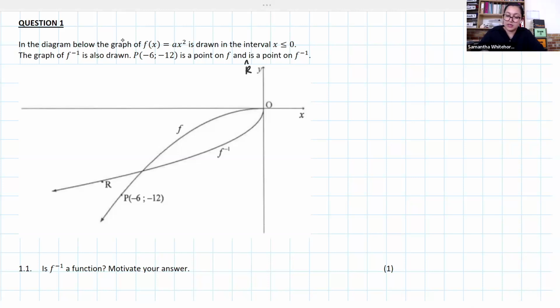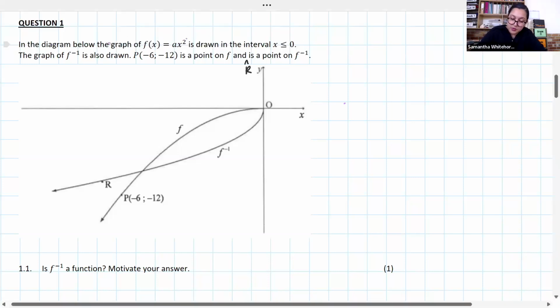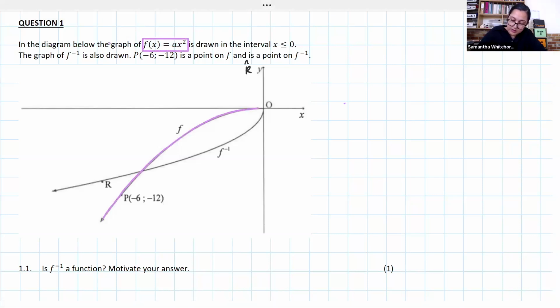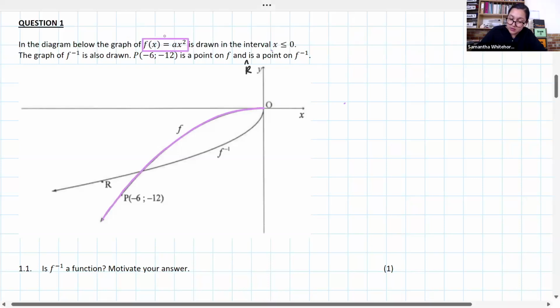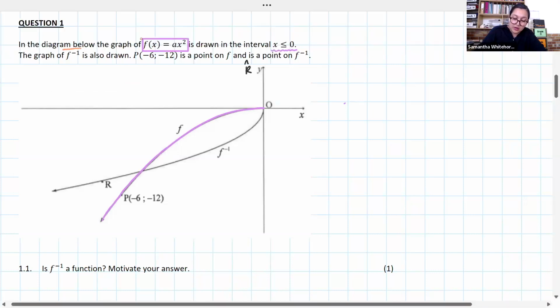Now remember, I'm always saying to you, before you get to the questions, assess what information you have. So we've been given a parabola, f of x, which is this graph over here, for a specific interval, x less than or equal to 0. We can see that it's for all the x values that are negative. And we've been given the inverse function. Now, we don't know anything about the equation of the inverse function, but we know it's the inverse of f because of the notation that we're working with.